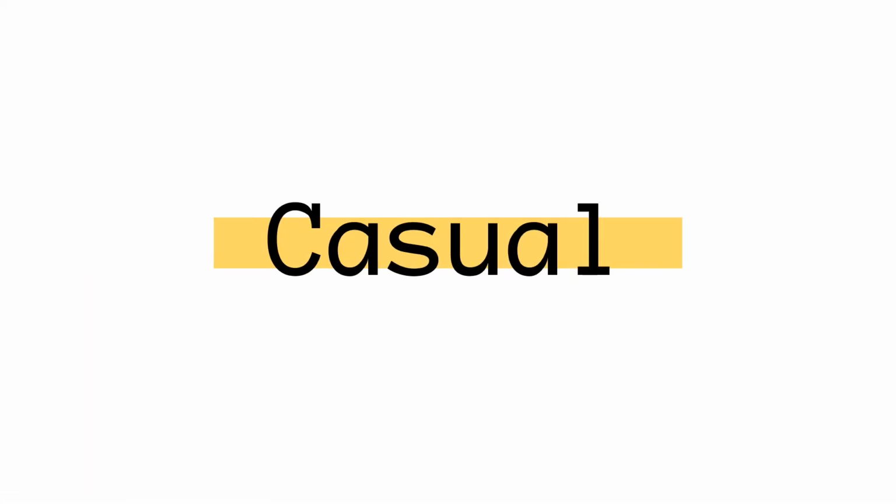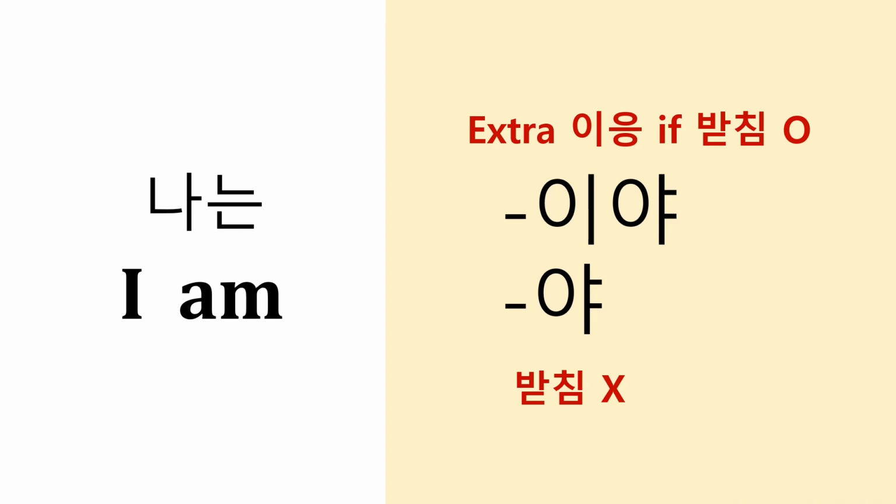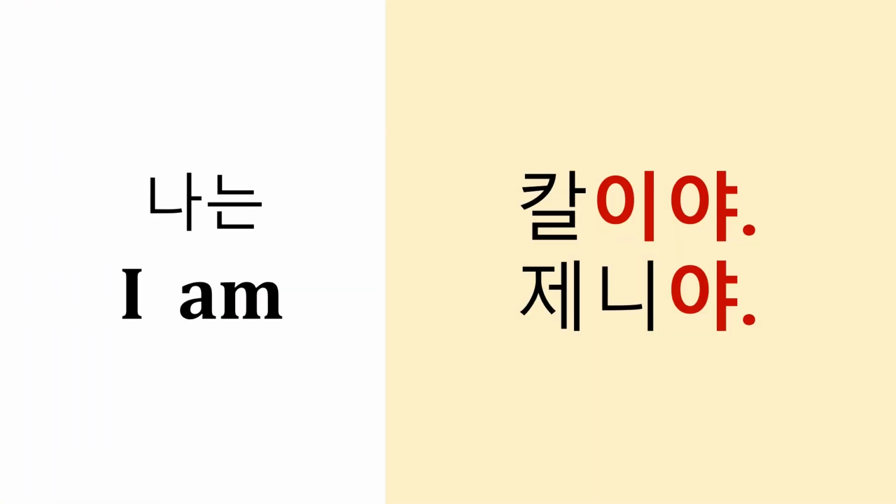For casual form, however, it becomes a little different. With the same rule of 받침 applying, you would use either 이야 or 야. So you would say 이야 if there is 받침 in the previous syllable, and 야 if there is no 받침. 이야 and 야. It's better to look with the examples. Again with the names Jenny and Carl.